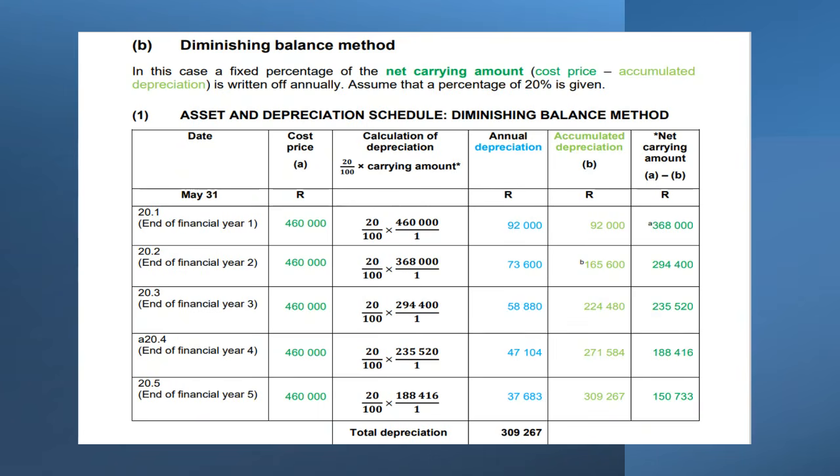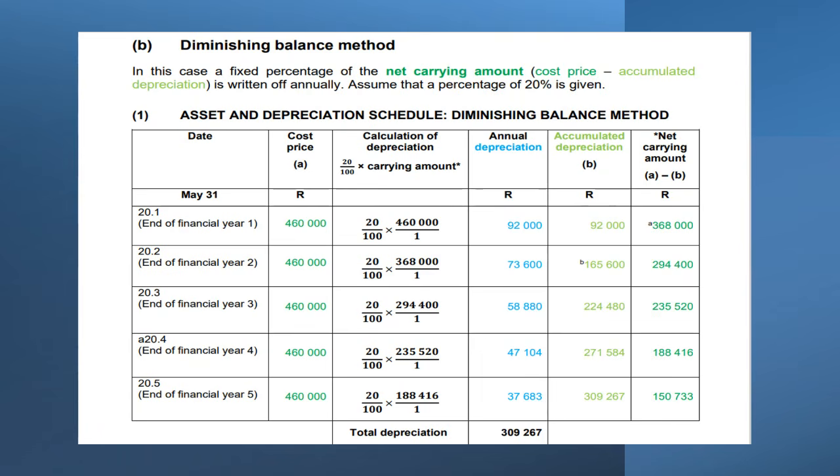Let's move now, as I'll be showing you the second method. On this second method now, the first one that we looked at here was the straight line method. Now we are using a diminishing balance method. We said under the diminishing balance method, the cost price less your residual value less your accumulated depreciation, multiplied by the depreciation rate, multiplied by months divided by 12. So this is what we are doing here.